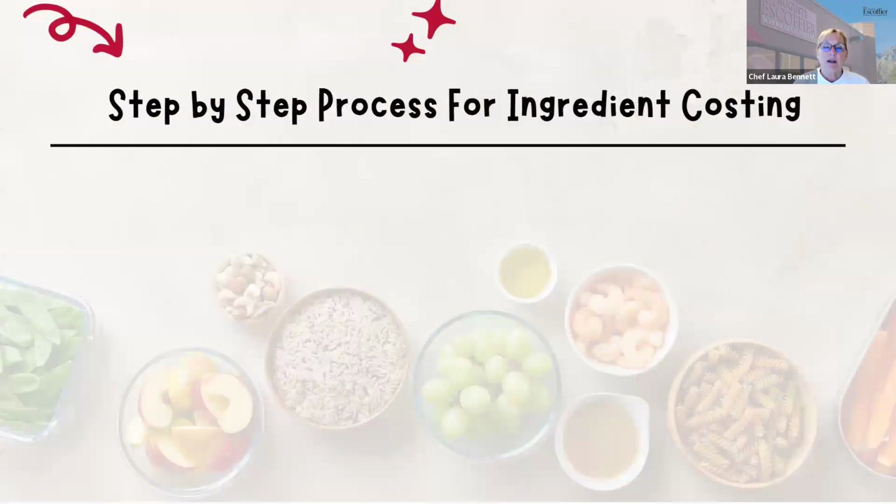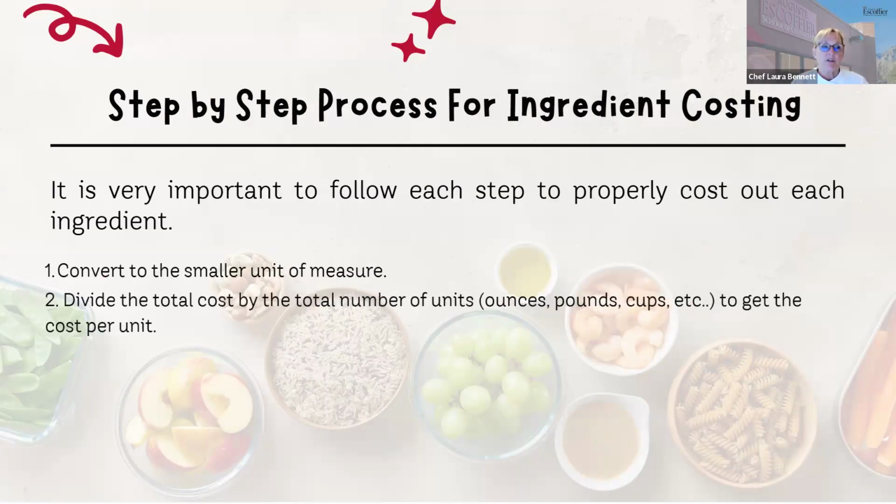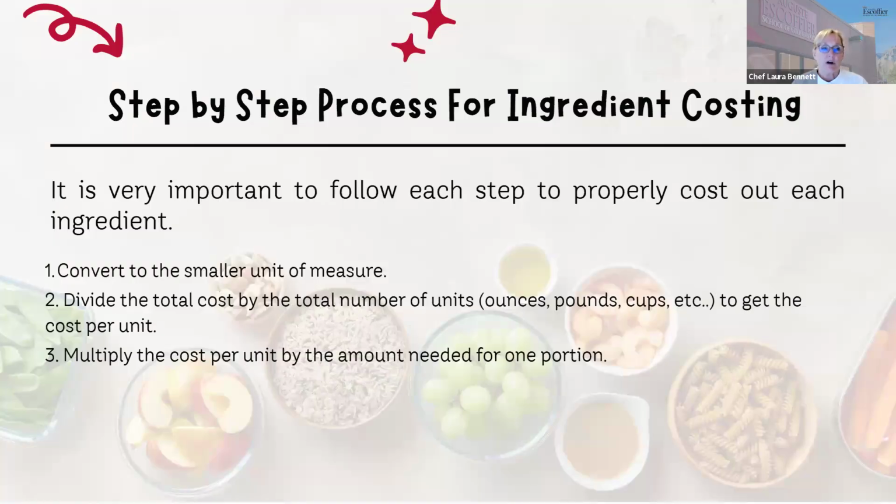All right, now we're going to talk about ingredient costing. It's going to be very important to follow that step by step to properly cost out each ingredient. We're going to convert to the smaller unit of measure. We're going to divide the total cost by the total number of units. Now, units can be anything from ounces, pounds, cups, and so on. And that way it's going to give us the cost per that unit. Then we're going to multiply the cost per unit by the amount needed for that one portion. And then we're going to round to the nearest cent.